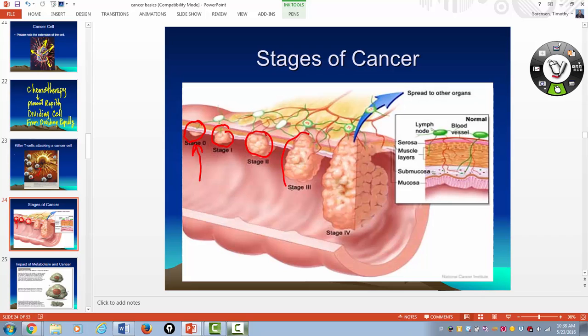Stage 3 is where it is now in the lymphatic system or the bloodstream. And stage 4 is where those cancer cells that infiltrated the bloodstream or the lymphatic system have now spread to another tissue distant from the primary tumor. And again, as you move farther along the stages, the outcome becomes poor.